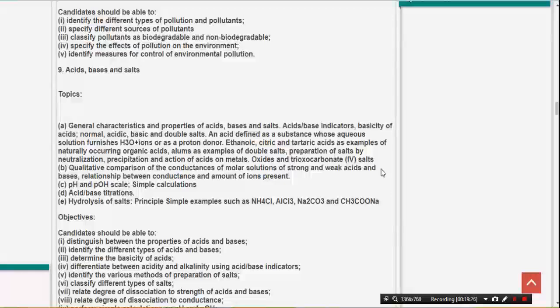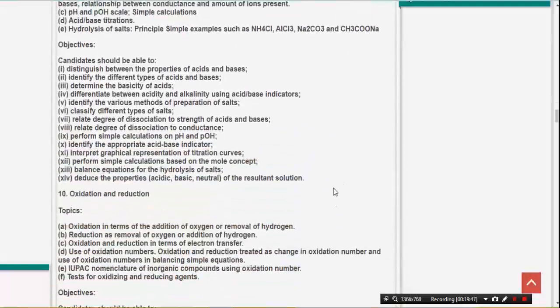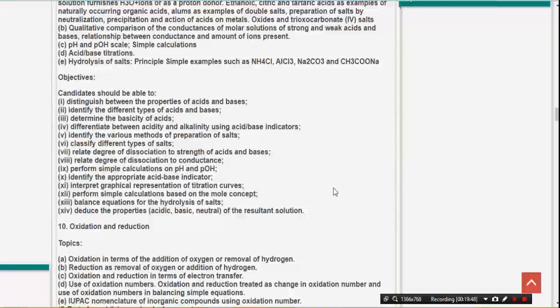Hydrolysis of salts. Principle. Simple examples such as NH4Cl, AlCl3, Na2CO3, and CH3COONa. There are so many objectives here, so you go through it. You can see it on the screen. You can go through it on your own.